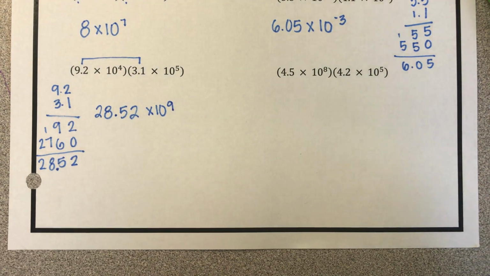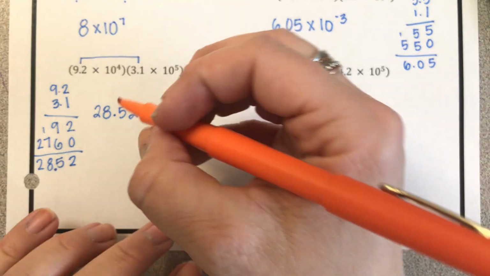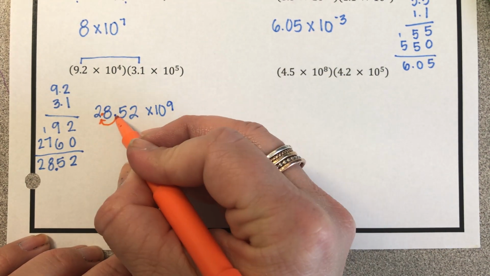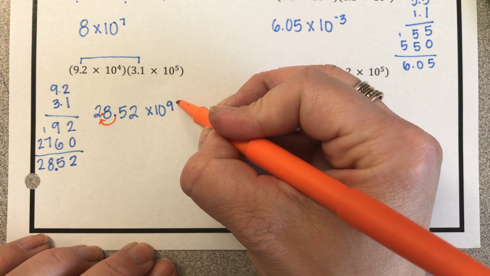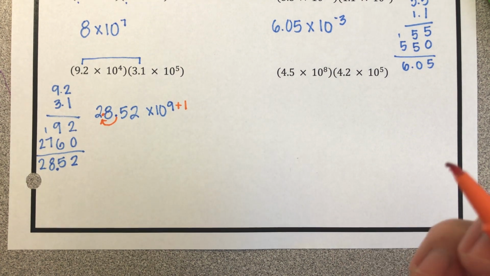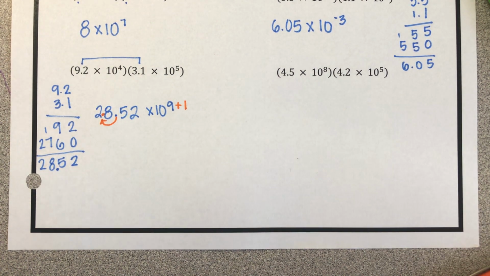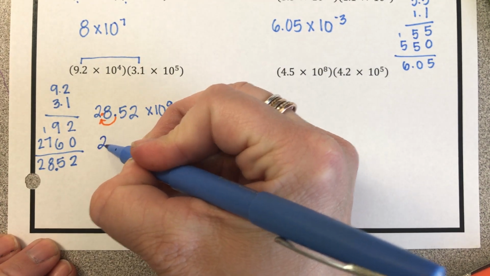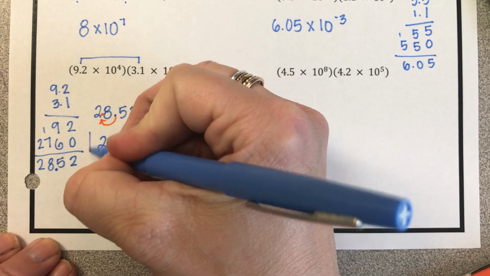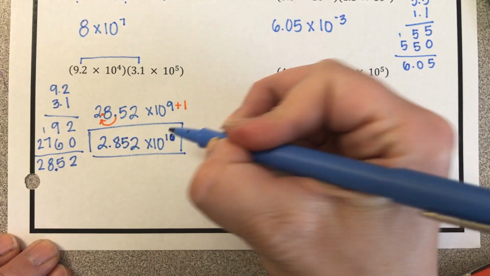Now, here is the problem. That is not written in correct scientific notation, because 28.52 is too big. So what I need to do is move my decimal from here to here. And when I do that, I'm going to add a power of 1. That is how I'm going to move that decimal, by adding a power of 1. I'll explain that in just a second, but let's go ahead and write it down. So now my answer is 2.852 times 10 to the 10th. That is correct scientific notation.